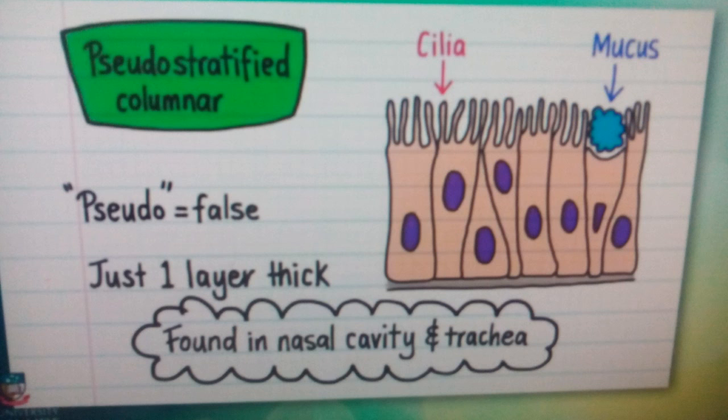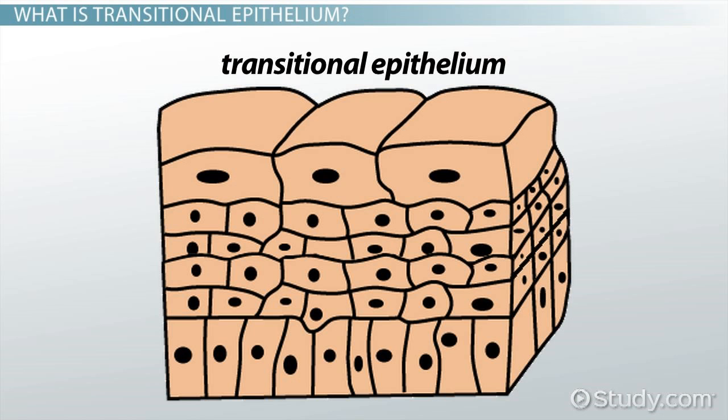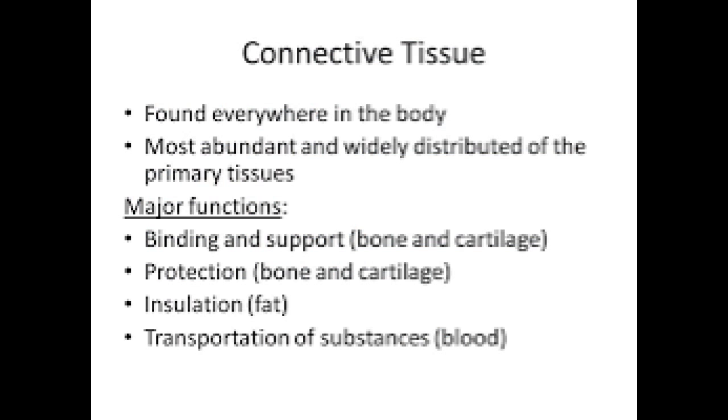The number of layers of cells: simple epithelium has a single layer. Stratified has two or more layers. Pseudostratified has one layer with different shapes and sizes, and the nuclei can be at different levels. Transitional cells are rounded and can slide across one another to allow stretching.